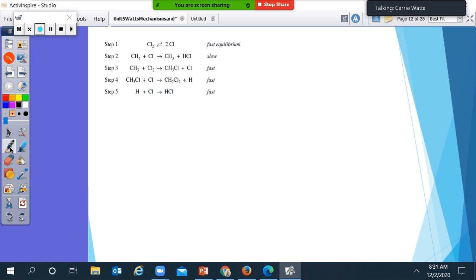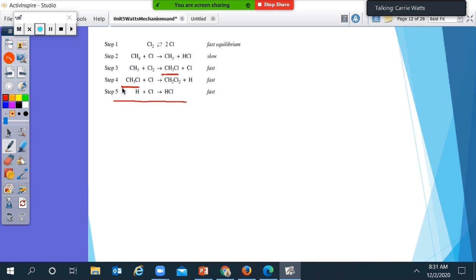So the first thing is, is CH3Cl a catalyst or an intermediate? First of all, let's look and see our reactions here. We got a fast equilibrium, we got some slow, and some fast. So let's see, I can write the overall reaction, but I am going to start by looking at this one first because there's a lot here.